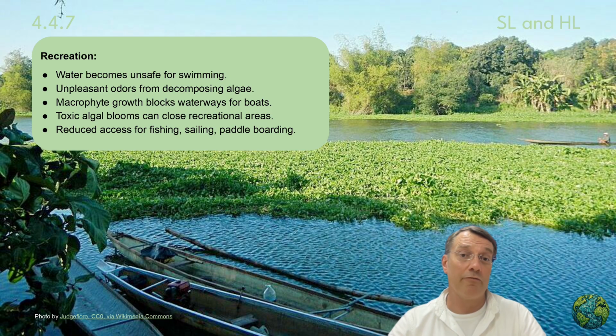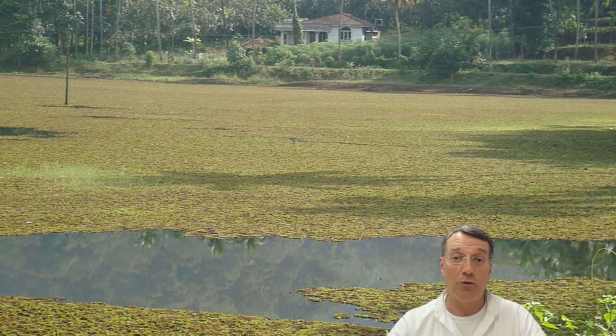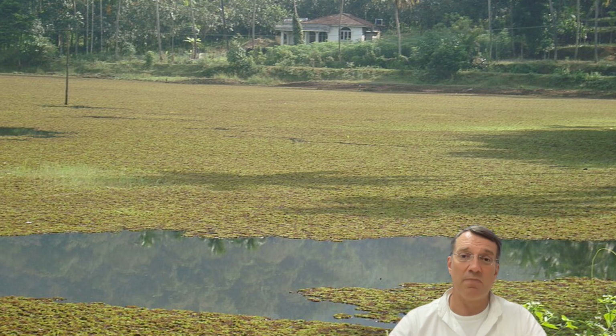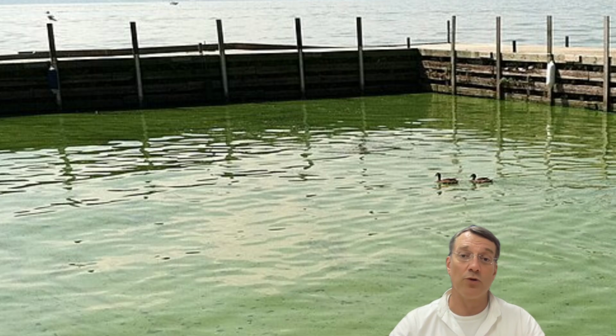Recreation suffers significantly from eutrophication as well. Water becomes unsafe for swimming due to harmful algae or bacteria present. Unpleasant smells from decomposing algae make areas unpleasant to visit. Excessive growth of macrophytes, those are large aquatic plants, blocks waterways. It prevents boats from passing through, it gets tangled in their rotors, and toxic algae blooms can force the closure of entire recreational areas, sometimes for weeks or even months.